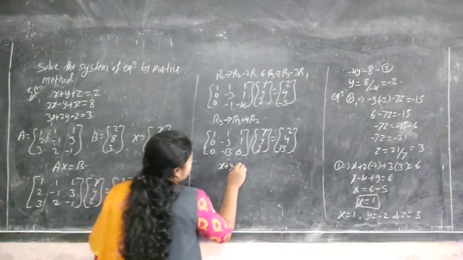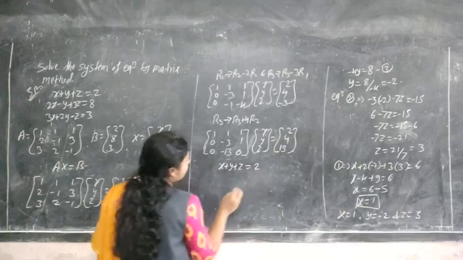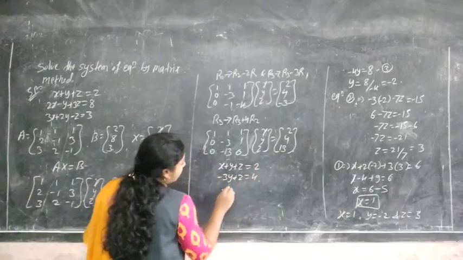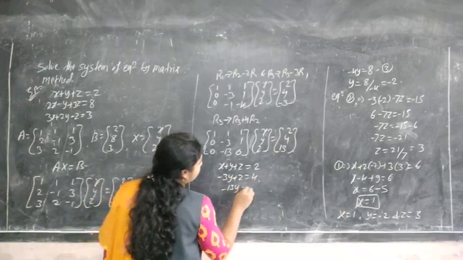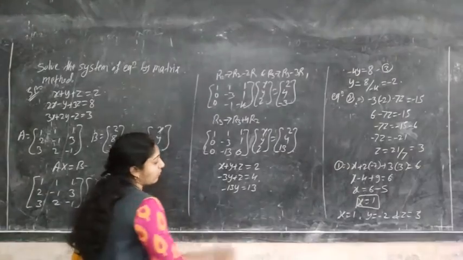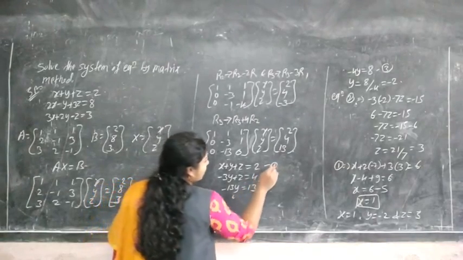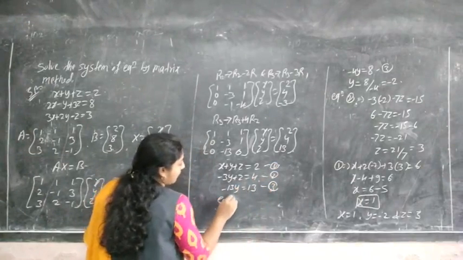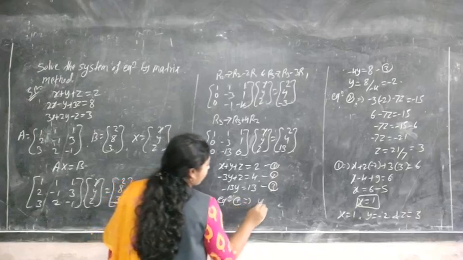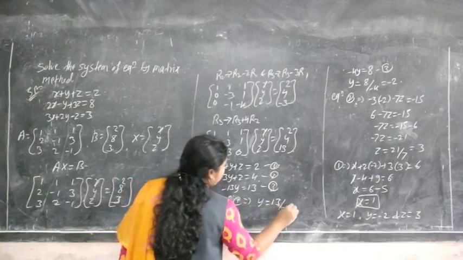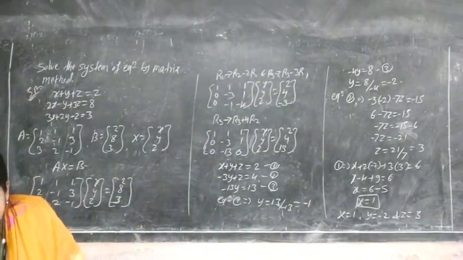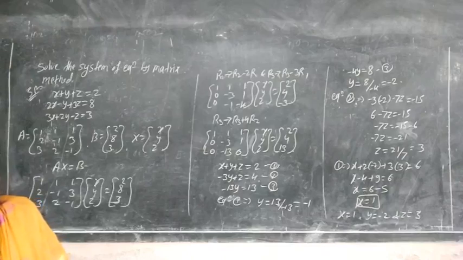So x plus y plus z is equal to 2. Second, we will get minus 3y plus z is equal to 4. And third, we will get minus 13y is equal to 13. So from this, what is the value? Okay, call this 1, this 2, this 3. Now from equation 3, what will we get? The value of y is nothing but 13 divided by minus 13, that is minus 1. Is it? The value of y is minus 1.